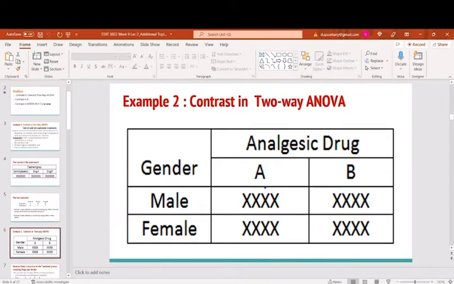Now take a look at this. I have 2 categorical factors. Of course, for us to use a 2-way analysis of variance, we need a response variable that is continuous and 2 categorical factors. You know that, right? Here, one of the categorical factors is the analgesic drug that has two levels, A and B. And the other factor is gender that also has two levels, male and female. Okay, now how do we actually set up contrast here? I'm going to show you how that is done.